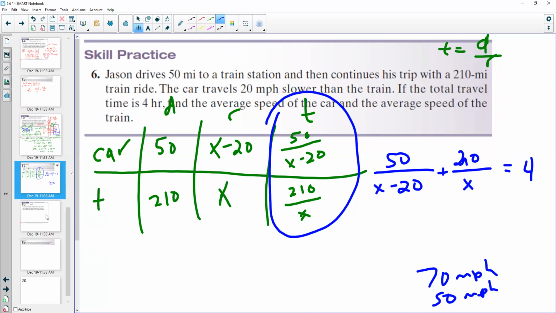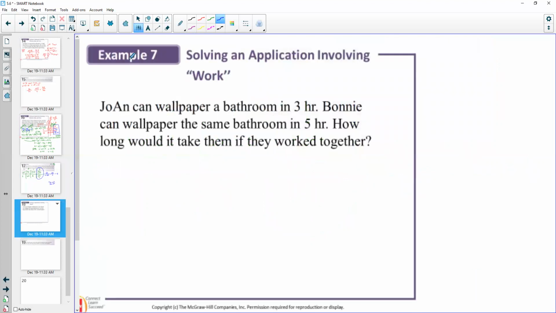All right, one more kind of problem. These are referred to as work problems, okay? So in this story, let's read the story. Joanne can wallpaper a bathroom in 3 hours. Bonnie can wallpaper the same bathroom in 5 hours. How long does it take if they work together?